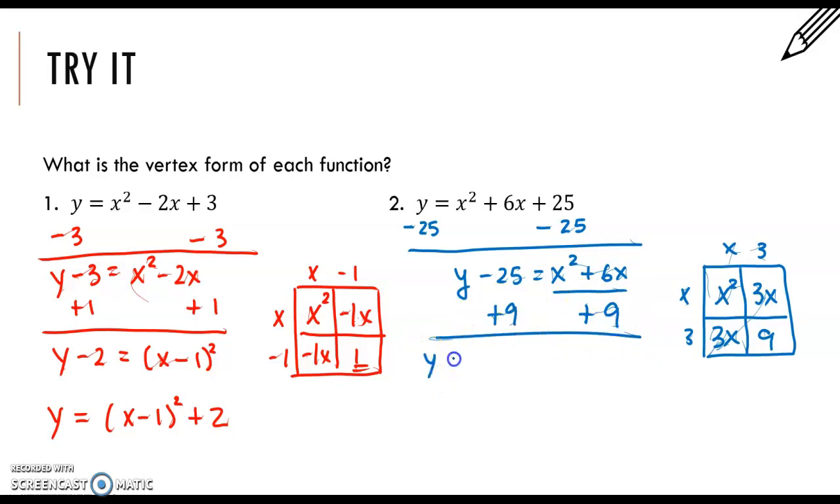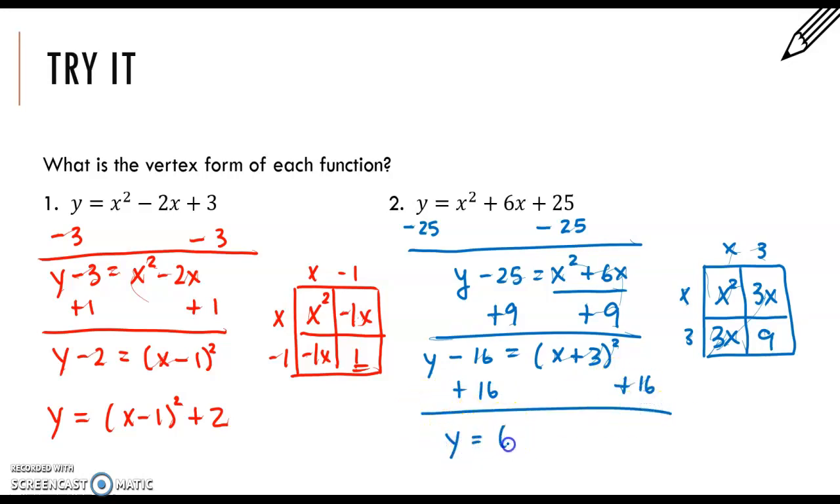So this side of the equation becomes y minus 16. And the other side of the equation is x squared plus 6x plus 9, which is the same thing as x plus 3 squared. Now I'm going to move my constant, so I'll add 16 to both sides of the equation. My final answer is y is equal to x plus 3 squared plus 16. And that means my vertex for this problem is negative 3 comma 16. My vertex for the other problem, I didn't write that one down, but my vertex for the other problem was 1 comma 2.